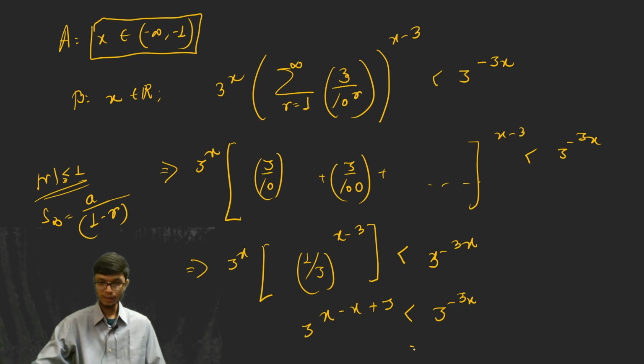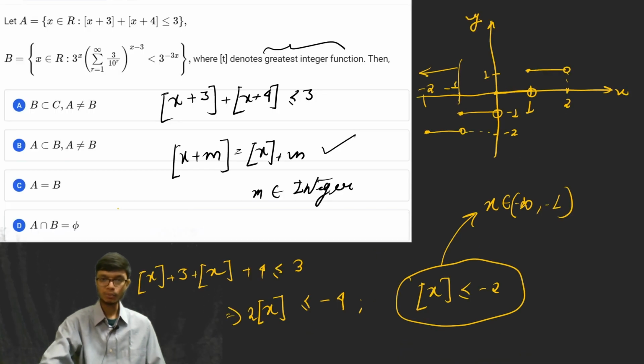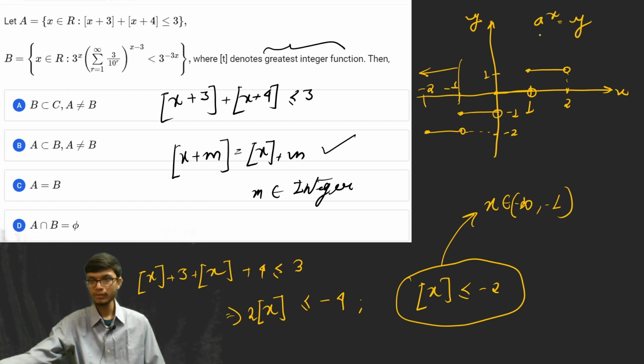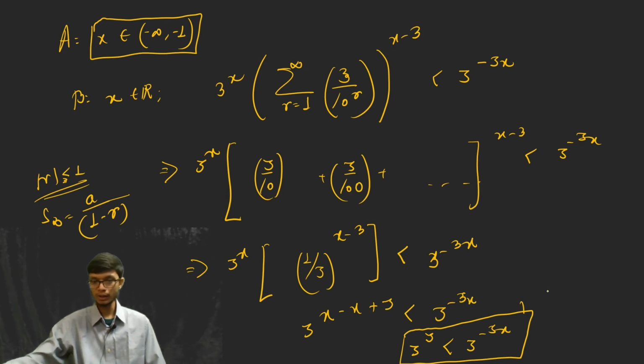Now this equation is basically of the format 3 to the power 3 is less than 3 to the power minus 3. Now what I can say is that if I have an exponential equation of the format a to the power x, this exponential function is always positive and it is basically of increasing format. That means this inequality can also be applied for the indices, that is 3 less than minus of 3x, and from here I will get x is less than minus 1.